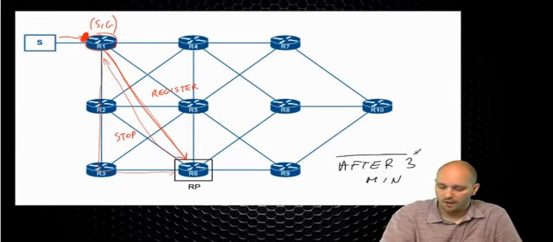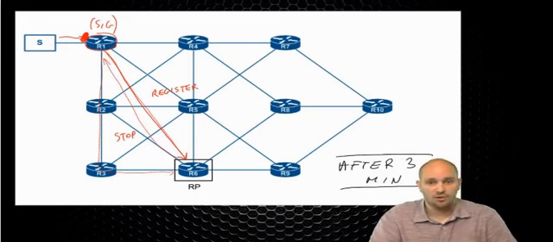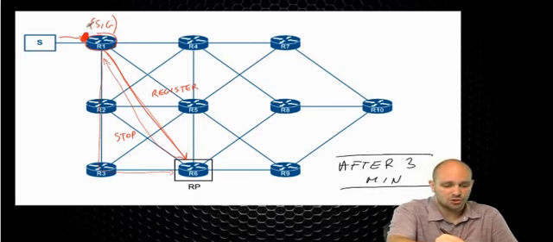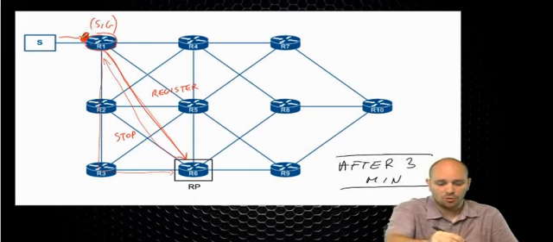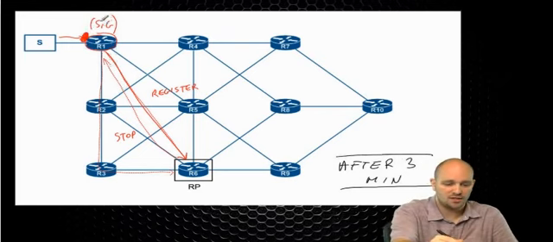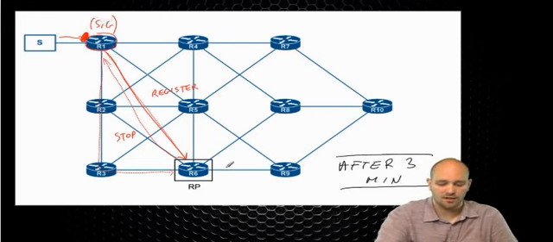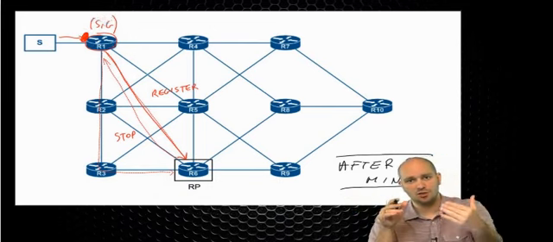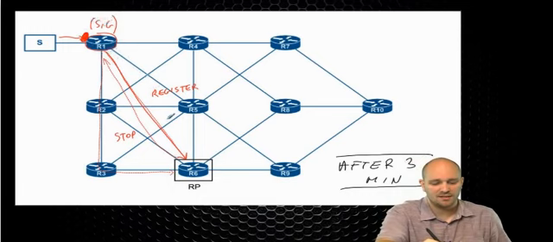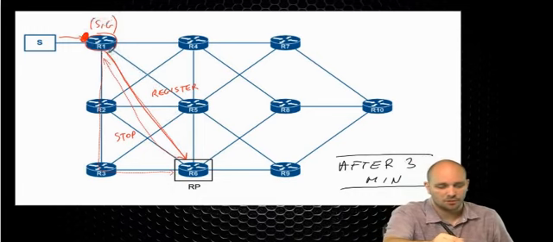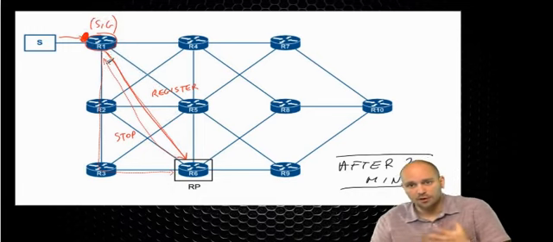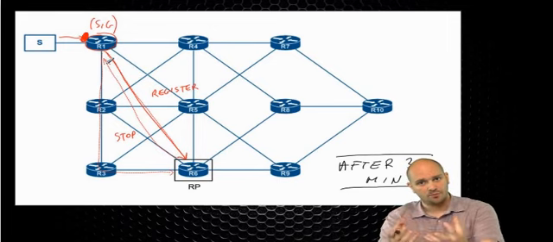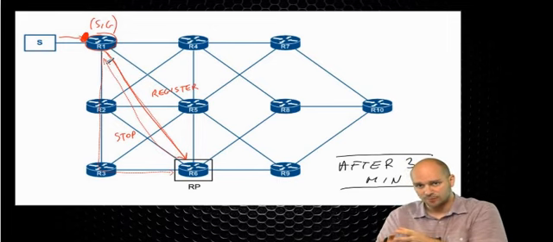If the source stops transmitting the traffic, what's going to happen? The S, G is going to expire on R1, it's going to expire on R6, and there is not going to be any trace of it. But as long as the source is transmitting, there is going to be this register stop, which is very similar to that flood, prune, flood, prune, flood, prune that we had in dense mode multicast.